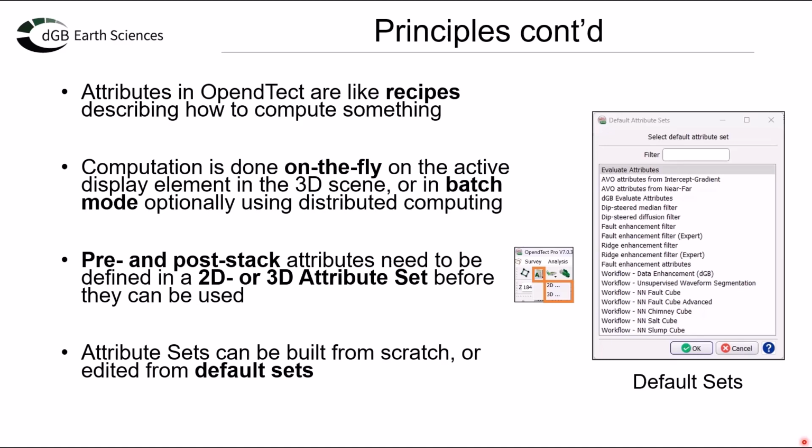We support pre- and post-stack attributes, but you have to define these in what we call an attribute set before you can use them. And this you have to do for 2D seismic and for 3D seismic separately. An attribute set can be built completely from scratch, or you can start from a whole range of default sets and then use these as is, or start editing and create your own proprietary set from these default sets.